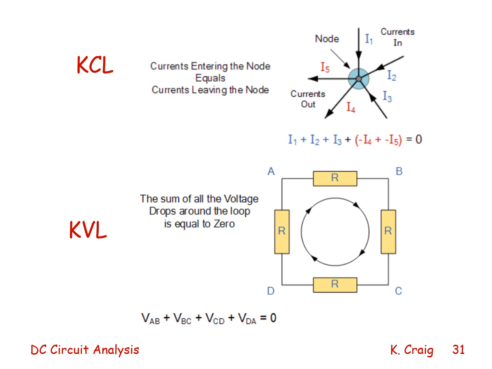Here we see in diagram form Kirchhoff's current rule or current law, KCL, as it is usually called. And we see currents entering the node equals the currents leaving the node. Here is KVL, Kirchhoff's voltage law or voltage rule. It says the sum of all the voltage drops around the loop is equal to zero. So the voltage drop from A to B, plus the voltage drop from B to C, plus the voltage drop from C to D, plus the voltage drop from D to A must equal zero.